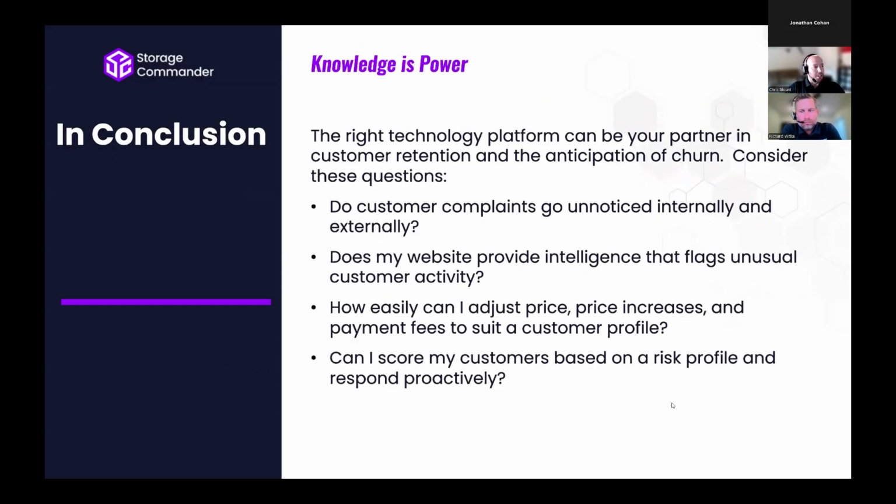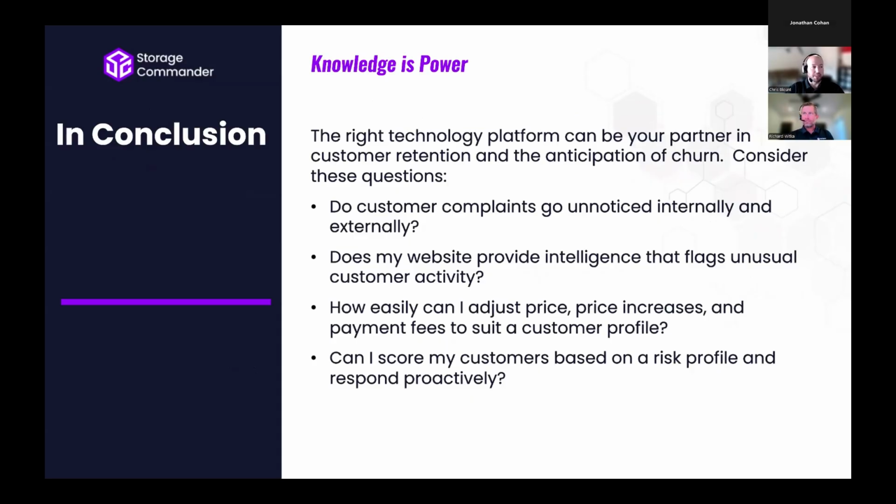And then in conclusion, knowledge is power. The right technology platform can be your partner in customer retention and the anticipation of churn. It is going to be important to consider and ask yourself the following questions.